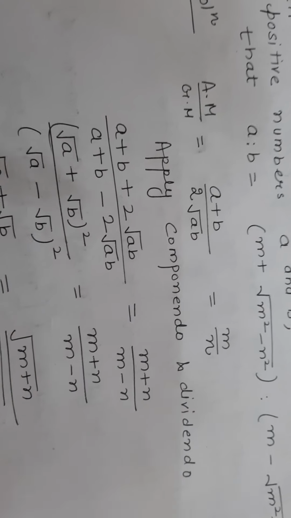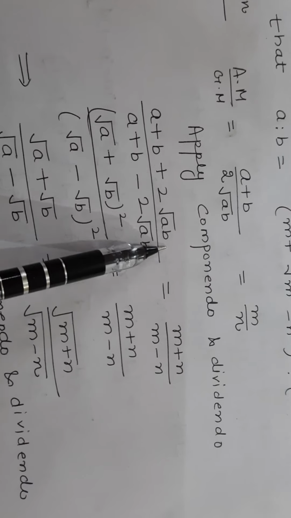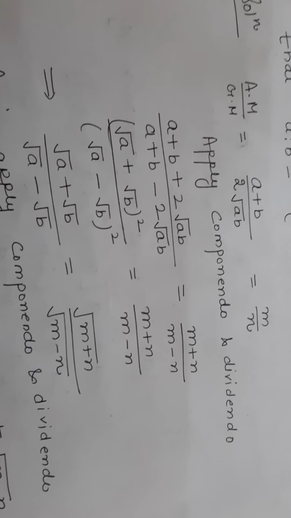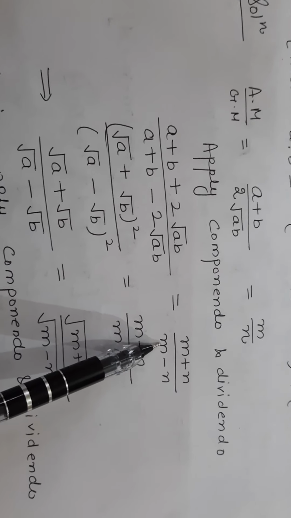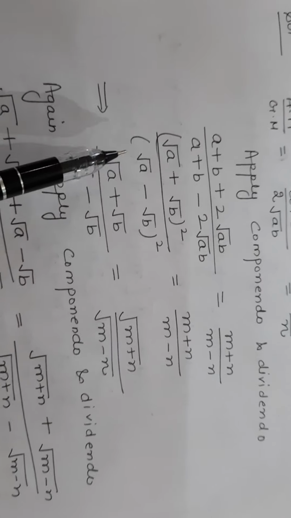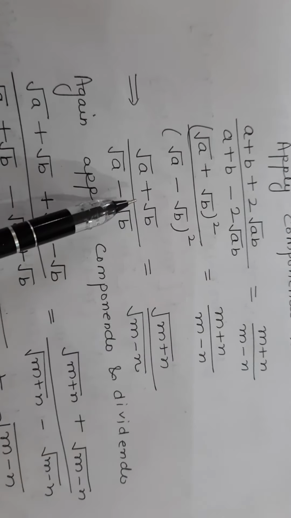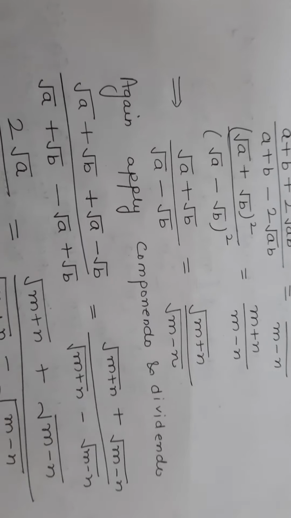Now this question is exactly similar to your previous question. First you apply componendo and dividendo. So you'll get (a plus b plus 2 root ab) upon (a plus b minus 2 root ab). In the same way, on the right hand side, numerator plus denominator. So this is m plus n upon numerator minus denominator. This is m minus n. Now this can be written as (root a plus root b) whole square, and (root a minus root b) whole square. So this is equal to this. Now take square root. On right hand side you will get root m plus n upon root m minus n.